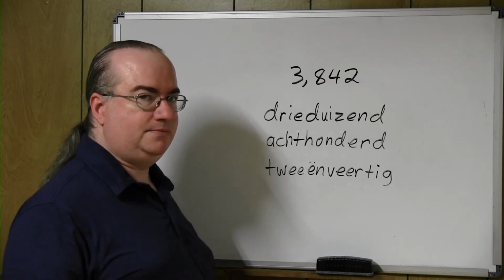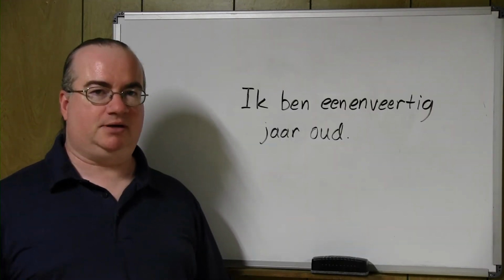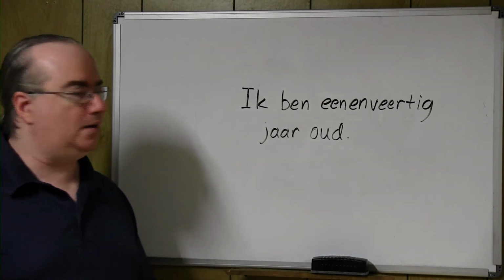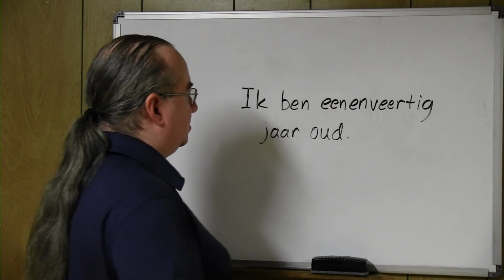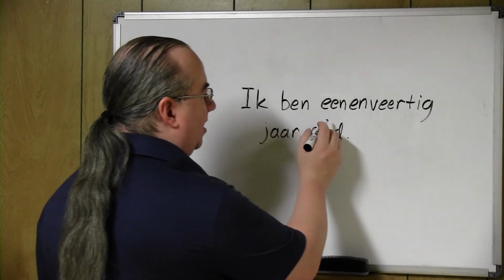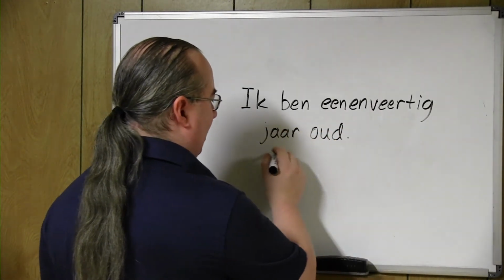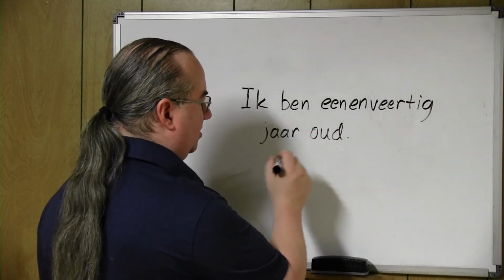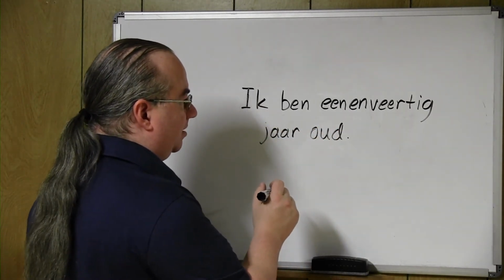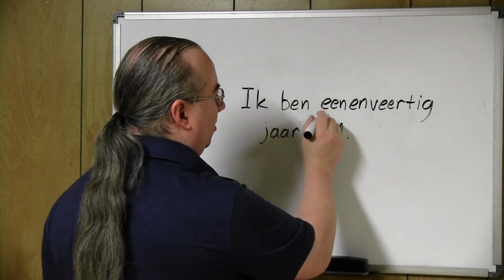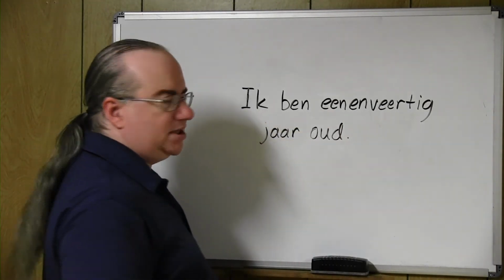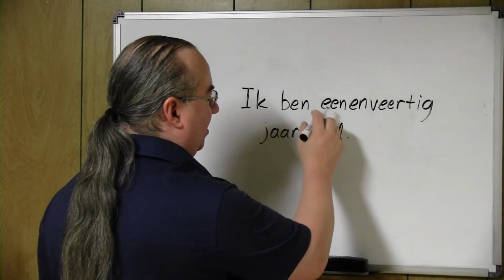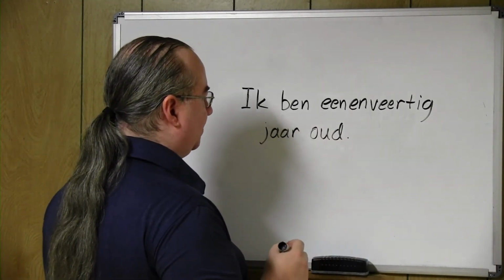3,842. Now back to our first question. Hoe oud ben jij? How old are you? Well, in my case, I would answer it like this. Ik ben 41 jaar oud. I am 41 years old. Now you'll notice that there's no accent marks above the een, and that's because we know we're not talking about the word un, so in this case you don't have to have the accent marks there.